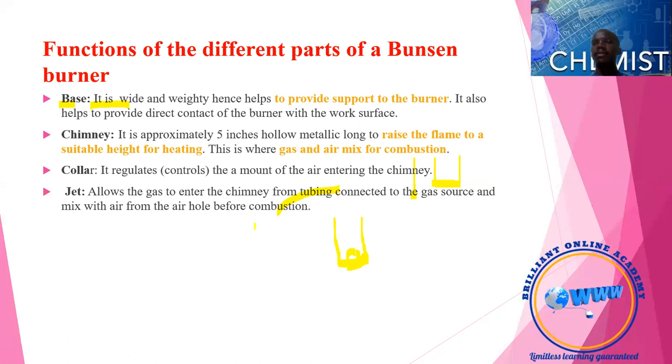Therefore, for the combustion to take place at the chimney. When the combustion takes place, there is a production of what we call the flame. And I've said that we have two types of flames. We have non-luminous flame and luminous flame, of which we'll discuss them later. So that is what I want you to understand.